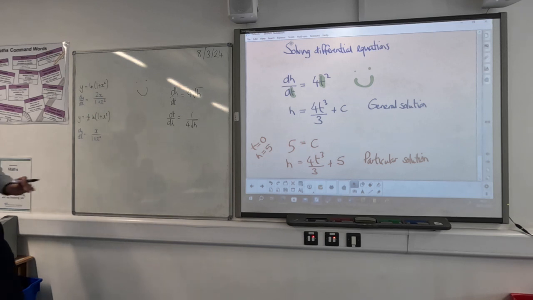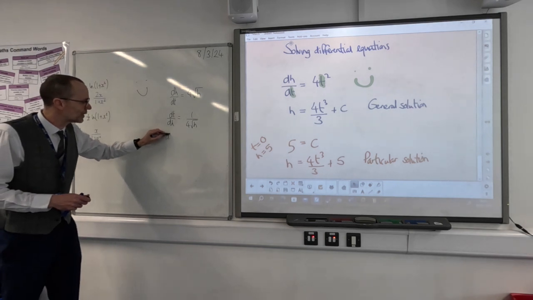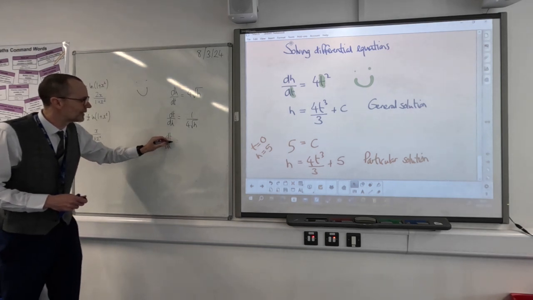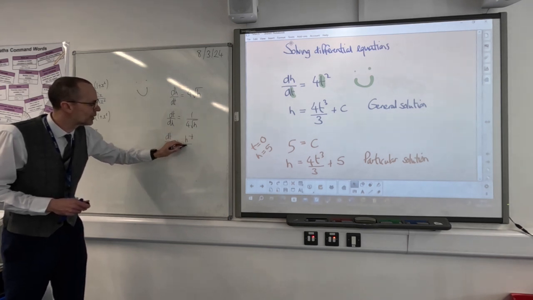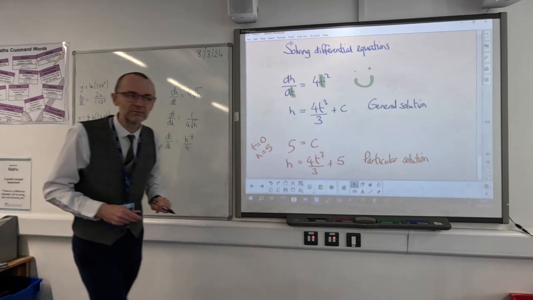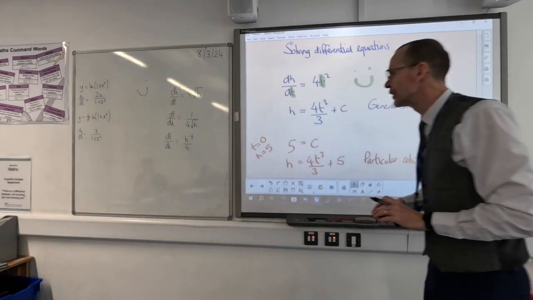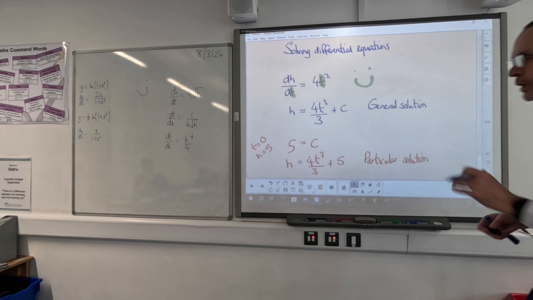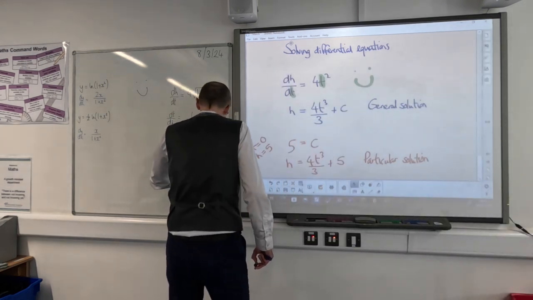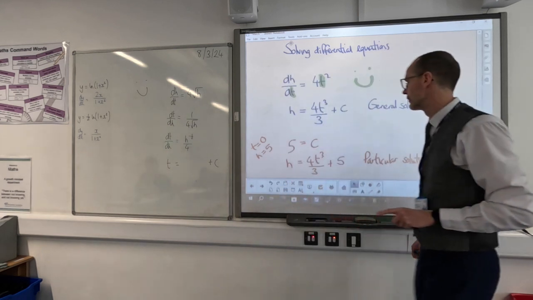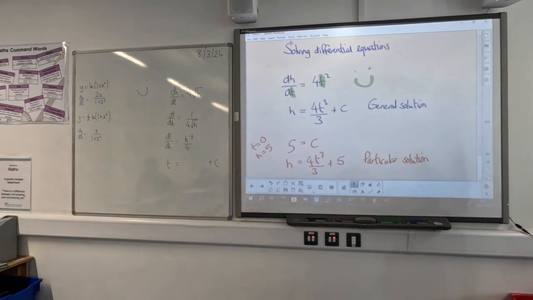And it might be easier, in terms of differentiating, to write this as h to the minus a half over 4, perhaps. If we write that as h to the minus a half over 4, I'm hoping we can then integrate it. Go on, see if you can integrate it to get a general solution. We'll stick with the general solution of this one, so we'll have a plus c in there.